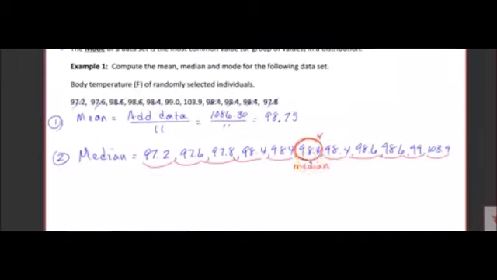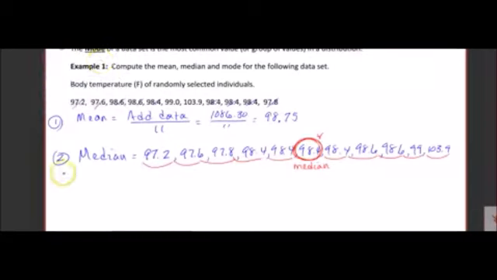Now if I had an even number of pieces of data, let's say instead of 11, I would wipe out that 1039 and I only had 10 pieces of data. Well, since there wouldn't be a value that stood out directly in the middle, I'd have to take the 2 pieces of data in the middle, add them up, divide by 2, and find the average of the 2 middle pieces.